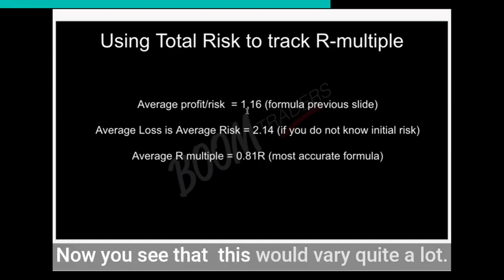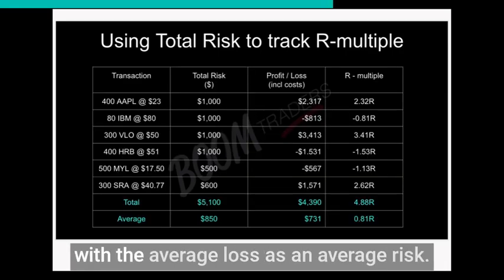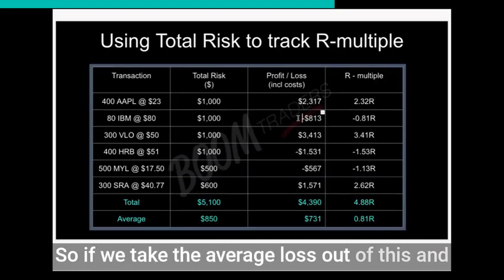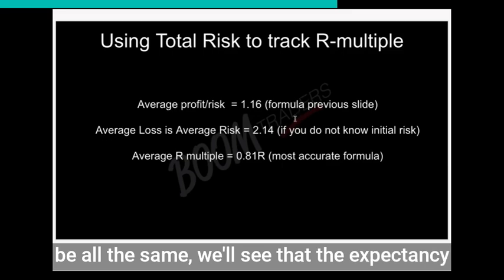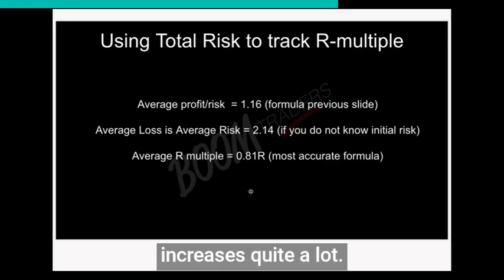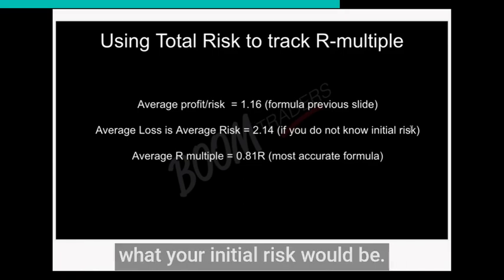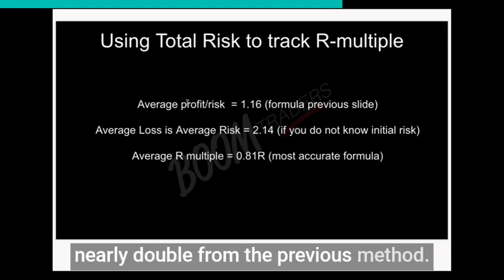Now, you would see that this would vary quite a lot if we substitute this total risk number with the average loss as an average risk. So if we take the average loss out of this trade and plug it in here to equate it to be all the same, we would see that the expectancy increases quite a lot. And this is a method that we suggest to be used when you do not know what your initial risk would be. So in that case, you would see that this is nearly double from the previous method.